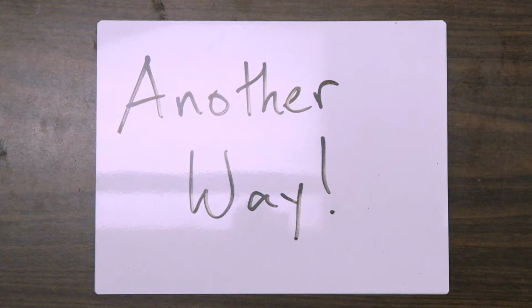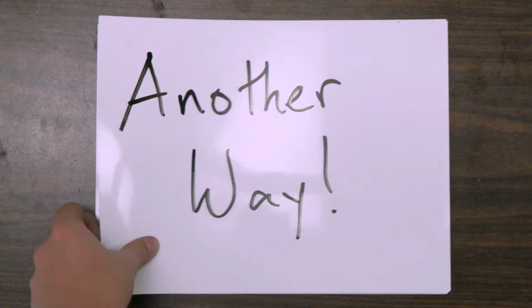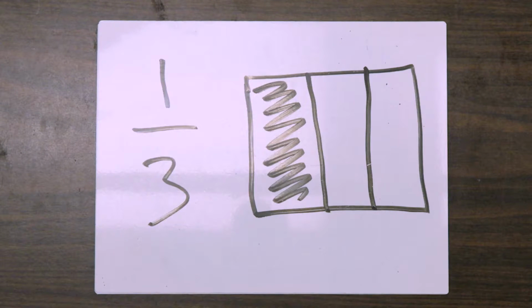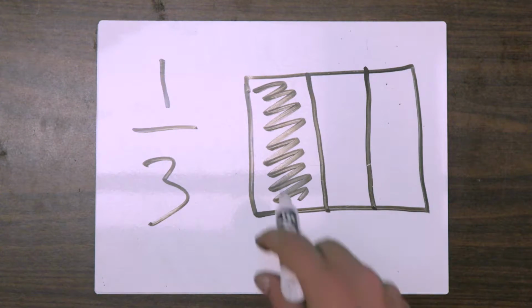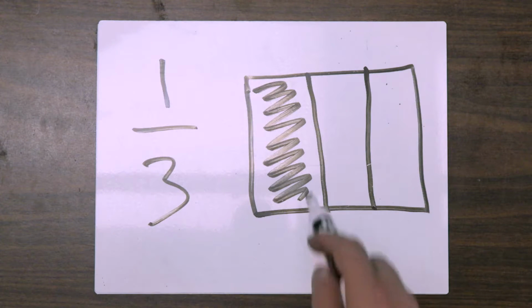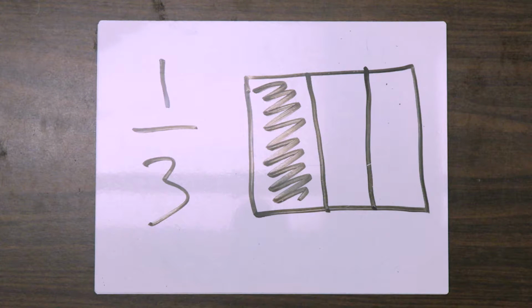But there is another way. So I'm going to show you that. Let's say I have the fraction 1/3, and I'm representing it this way with, we could call it a fraction bar. It's just a square or a rectangle shape that I've broken into thirds and shaded in one of them.